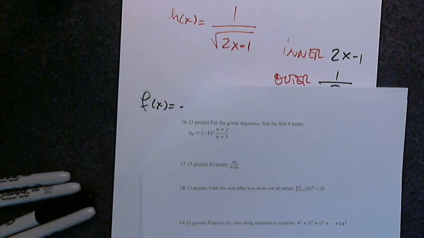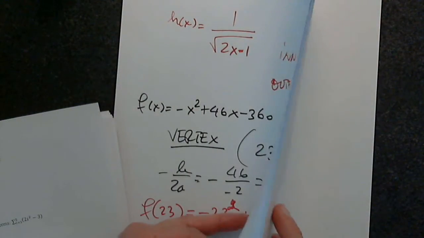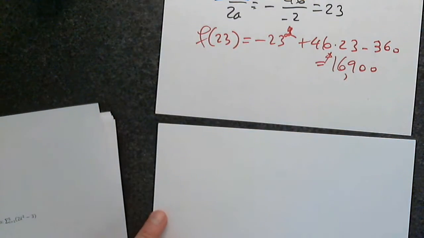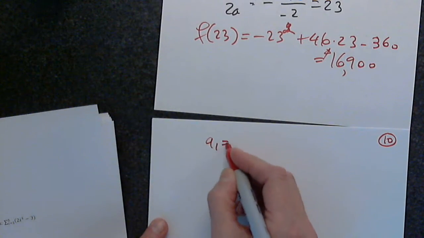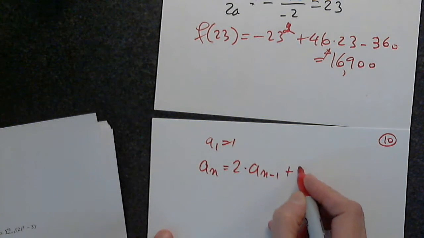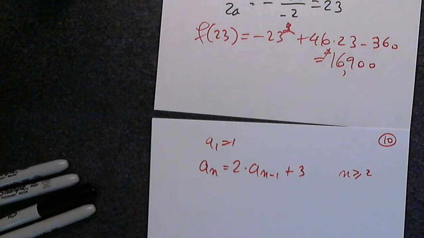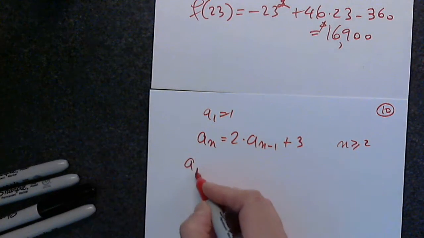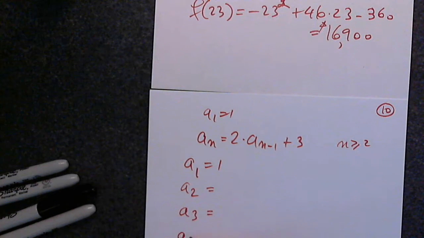Number 20? Yes, this is number 20. Very good. So we have a1 equals 1 and an equals 2 times an minus 1 plus 3, of course from 2 on, because a1 is given to us. So they want us to find the first 4 terms. a1 is already given to us. We have to find a2, a3, and a4.